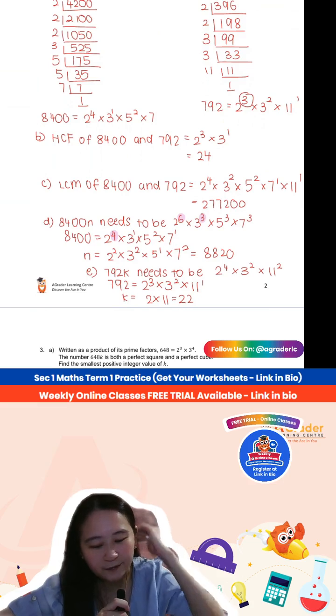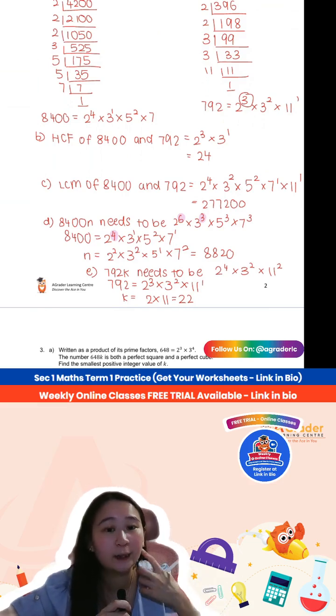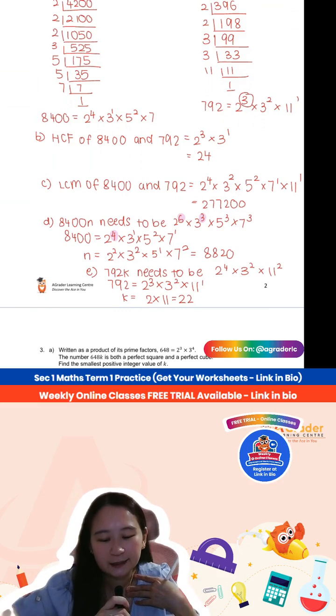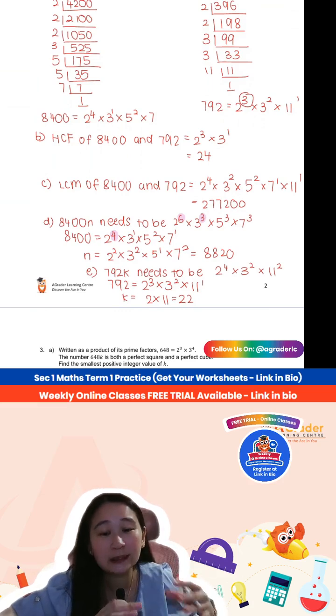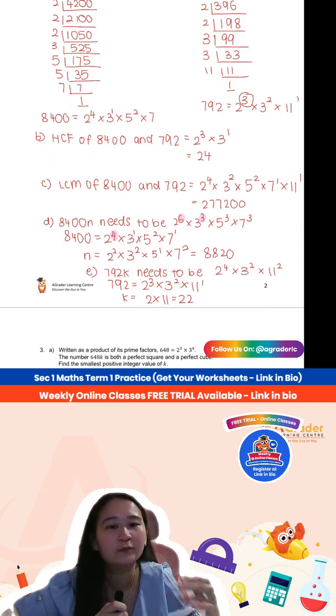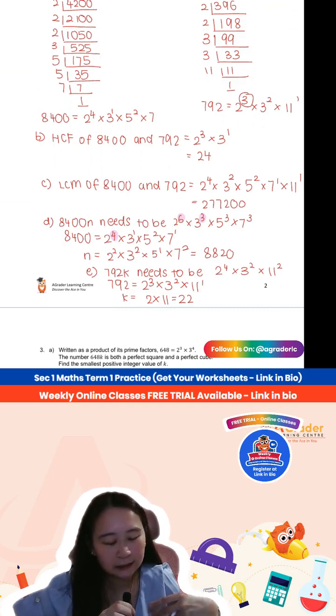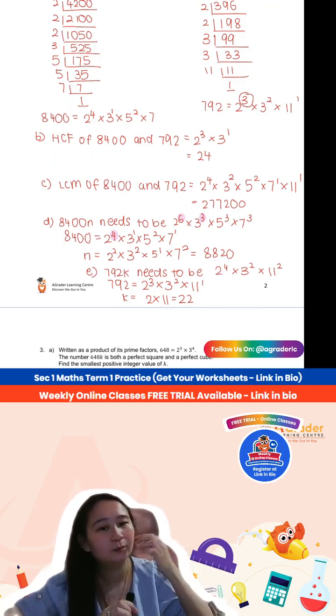For my part F and my part G, they are dividing by P and Q respectively. So we are trying to make the number smaller. So now instead of making the powers bigger, I have to make the powers smaller. What is the nearest one?